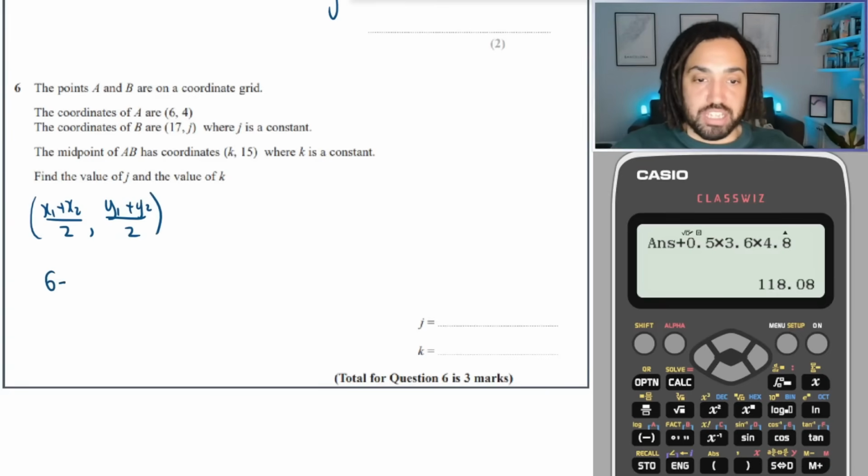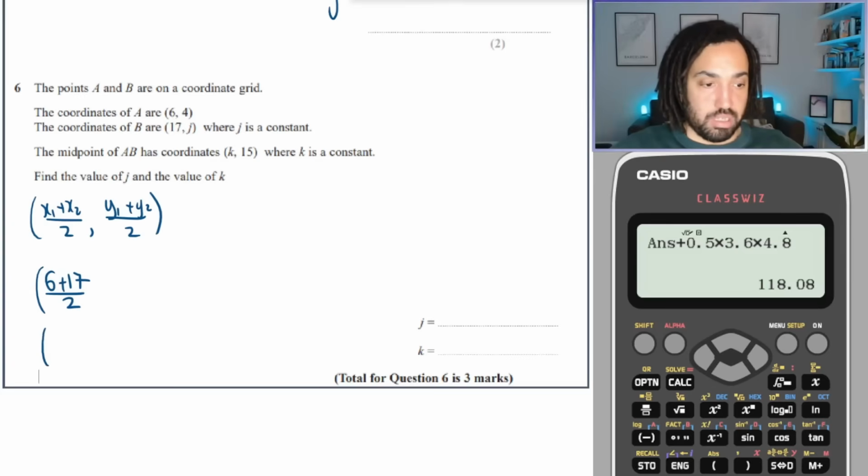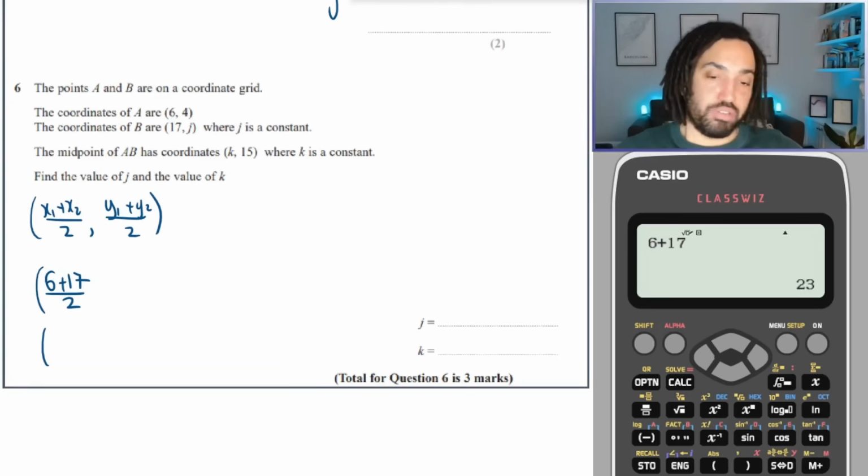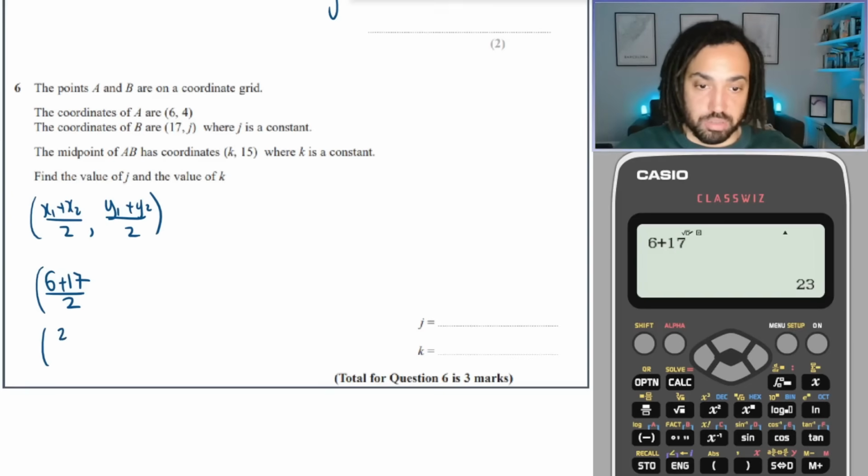So in terms of the x, we have 6 plus 17 over 2, and that's going to be 23 over 2, I believe. Yeah, 6 plus 17 is 23, so over 2. Don't know why I used the calculator for that.